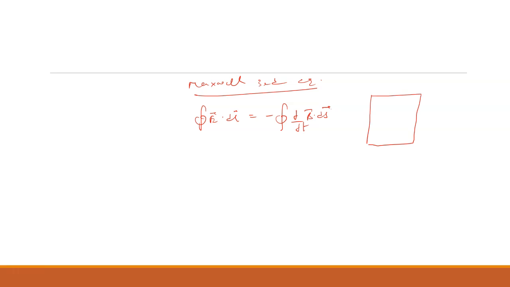Now apply the integral form of Maxwell's third equation. Remember, the first boundary condition related to electric field will be derived with the help of Maxwell's third equation. Integral form: closed integral of E dot dl equals minus the integral of partial b by partial t dot ds. Now for the rectangle that I have drawn, I will draw it again here.